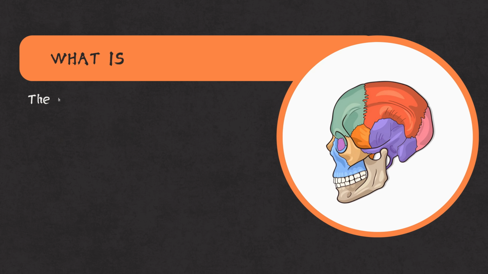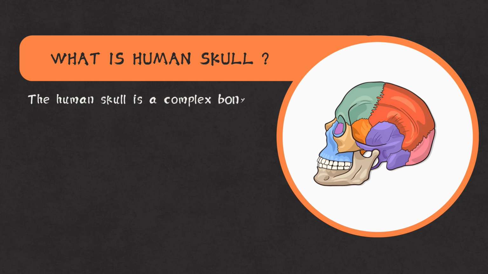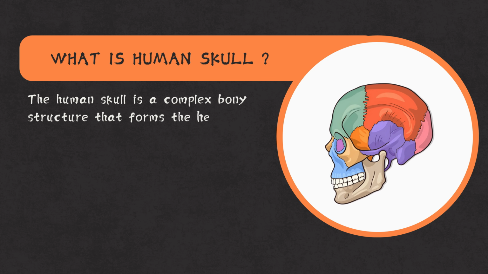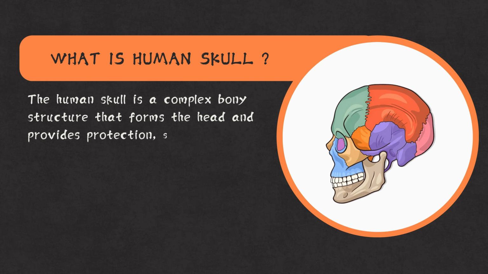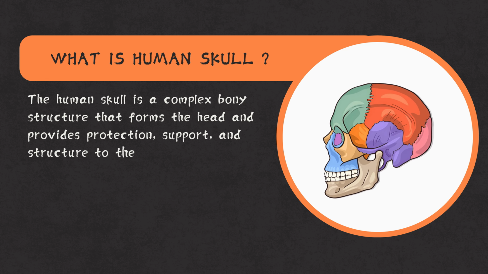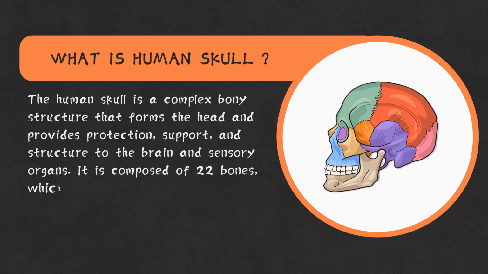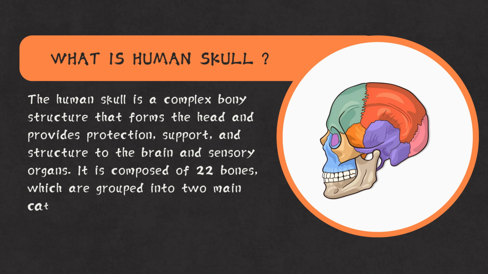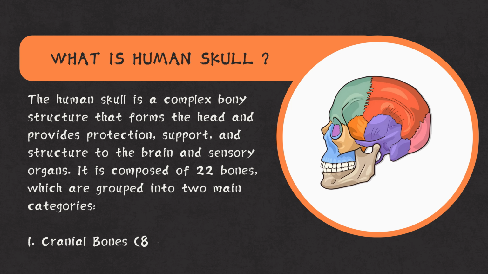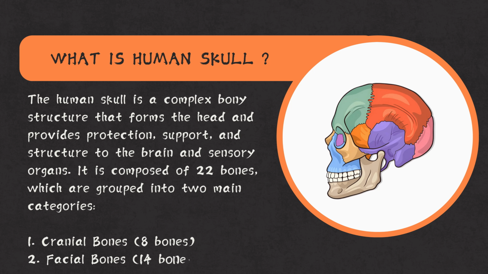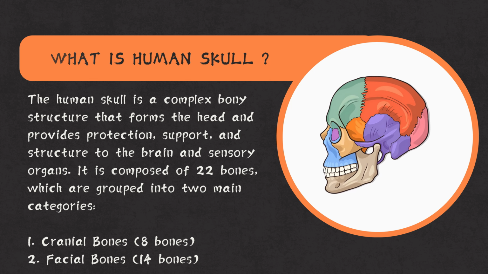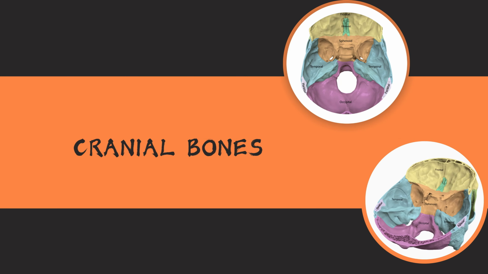So what exactly is the human skull? The human skull is a complex bony structure that forms the head and provides protection, support, and structure to the brain and sensory organs. It is composed of 22 bones, which are grouped into two main categories. 1. Cranial bones, 8 bones. 2. Facial bones, 14 bones. So let's start with the 8 cranial bones.